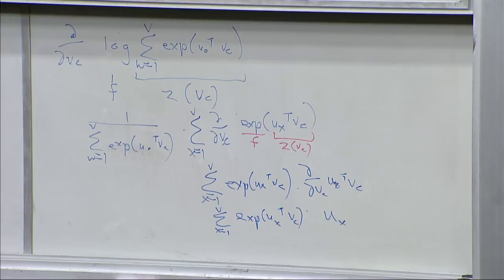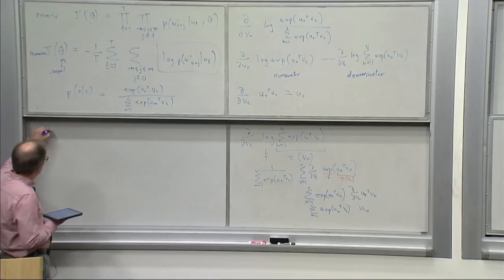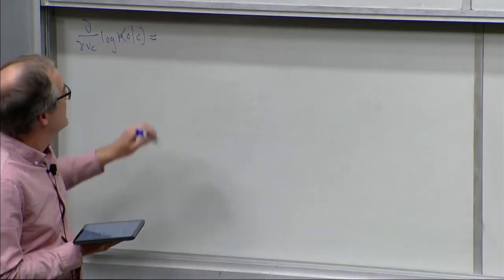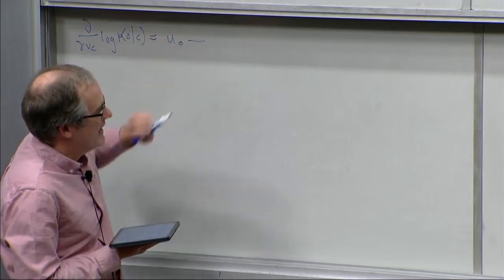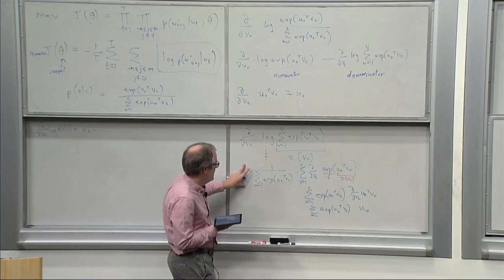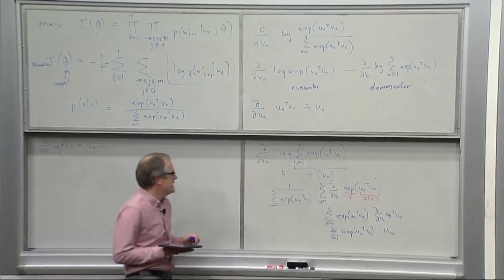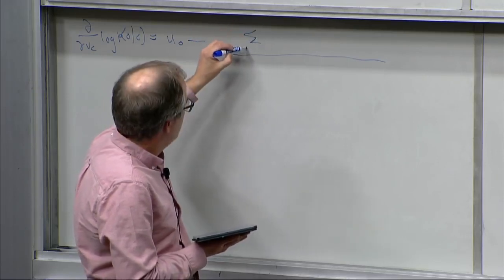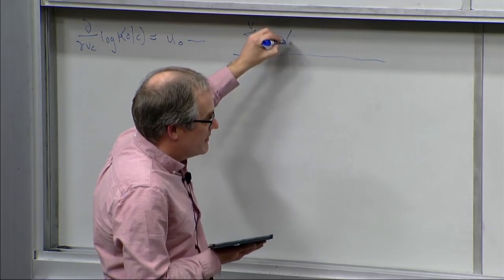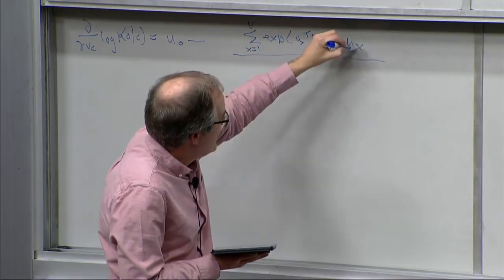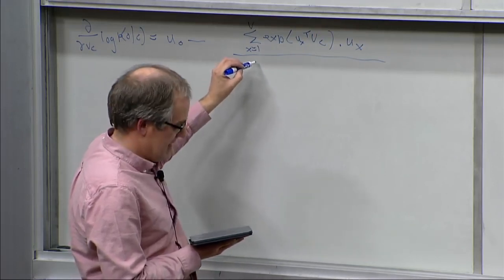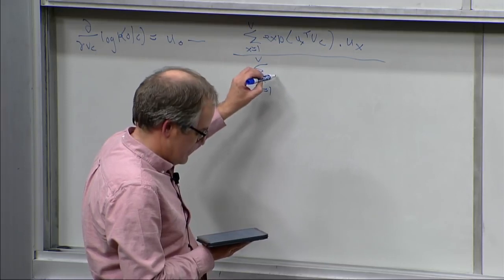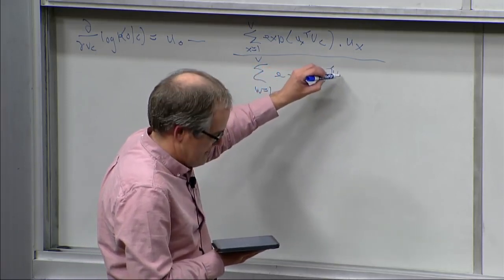And so now if we put it together, our derivative with respect to v_c of the whole thing, this log of the probability of O given C, for the numerator it was just u_o. And then we're subtracting, we had this term here, which is a denominator, and then we have this term here, which is a numerator. So subtracting, in the numerator we have the sum of x equals 1 to V of the exp of u_x transpose v_c times u_x. And then in the denominator, we have the sum of w equals 1 to V of exp of u_w transpose v_c.